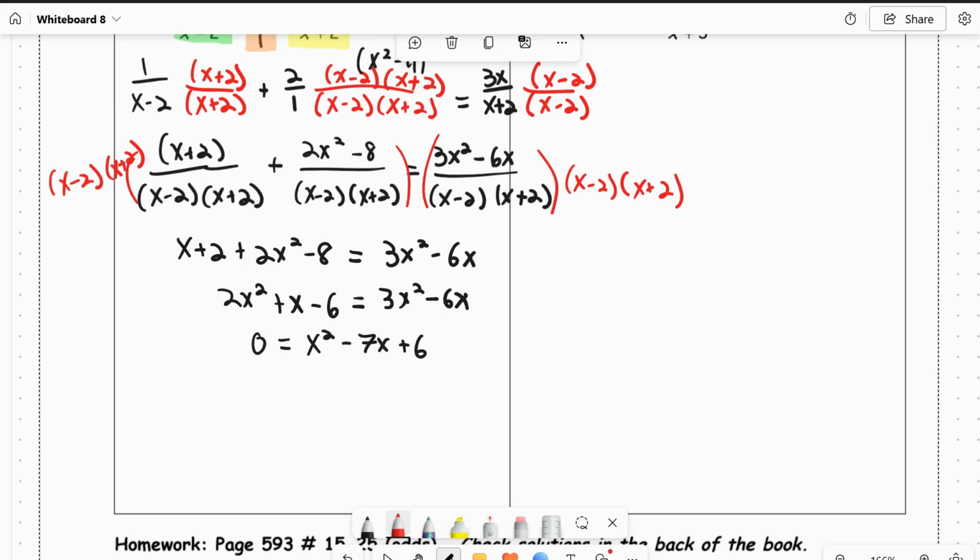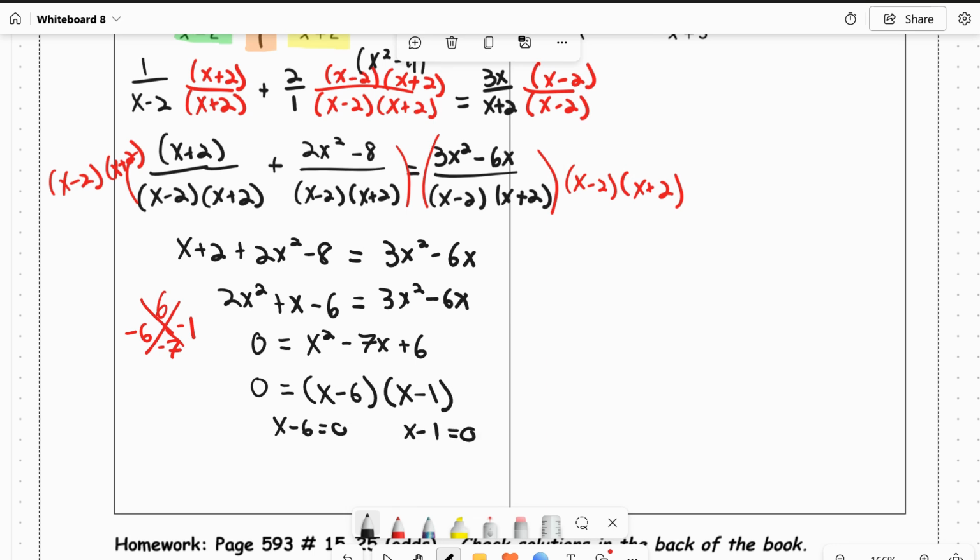Okay, I can go ahead and factor this. Two numbers that multiply to 6 and add to negative 7 give me negative 6 and negative 1. So my factor form would be 0 equals x minus 6, x minus 1, which if I set both of those equal to 0, I would get x equals 6, x equals 1. And if you were to check both of these solutions, they would both work.